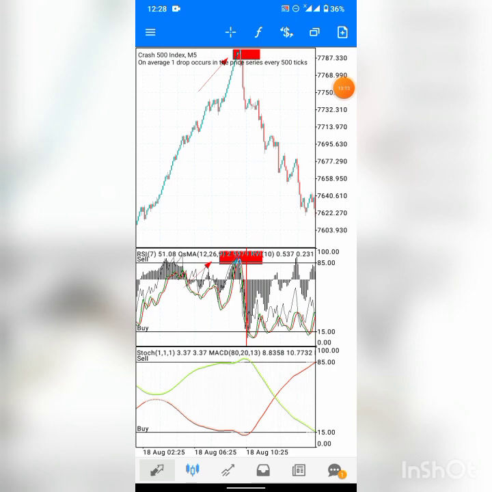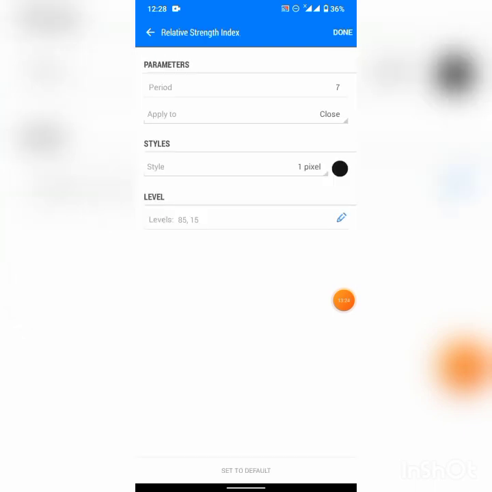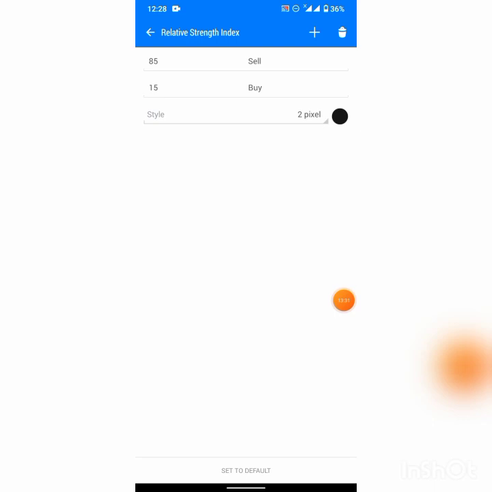So let me show you guys the indicators. In the indicator 1 window, we add our RSI, period 7, apply to close, style 1, color black. Then we move to levels, level 85 and 15.